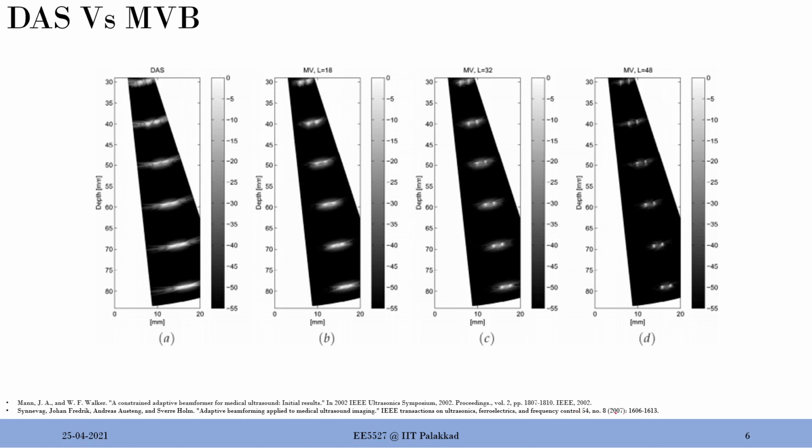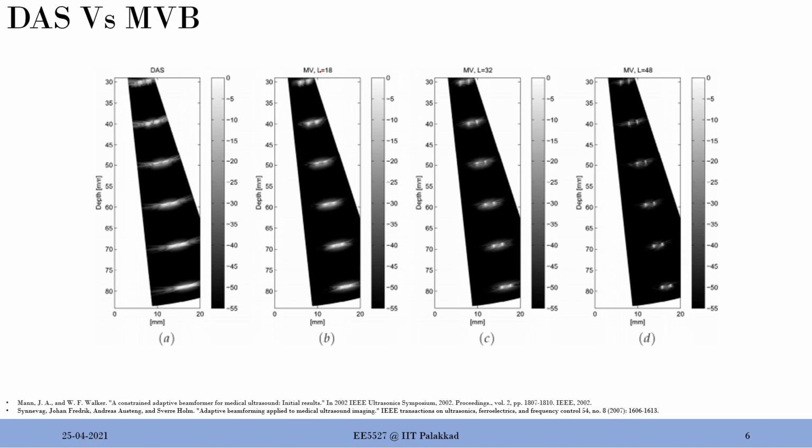We are already in 2021, so you can imagine a lot of work has happened. So this is basically a phantom which has two wires, just like we discussed in the delay, multiply and sum. If you see over here, the delay and sum is not able to distinguish those two wires as we go down the depth, and this is minimum variance with that L value.